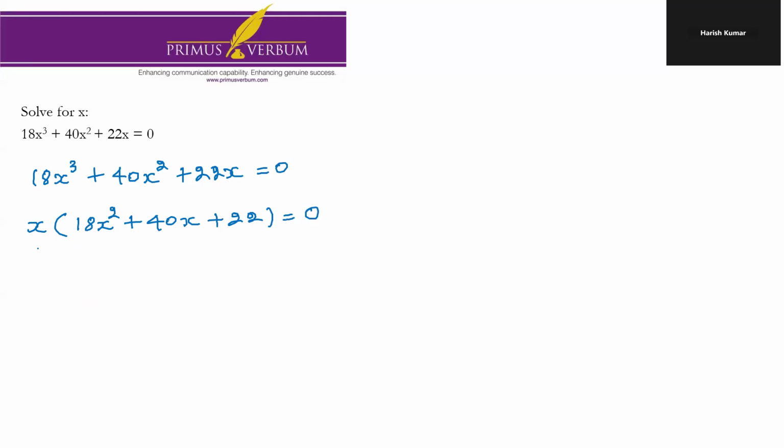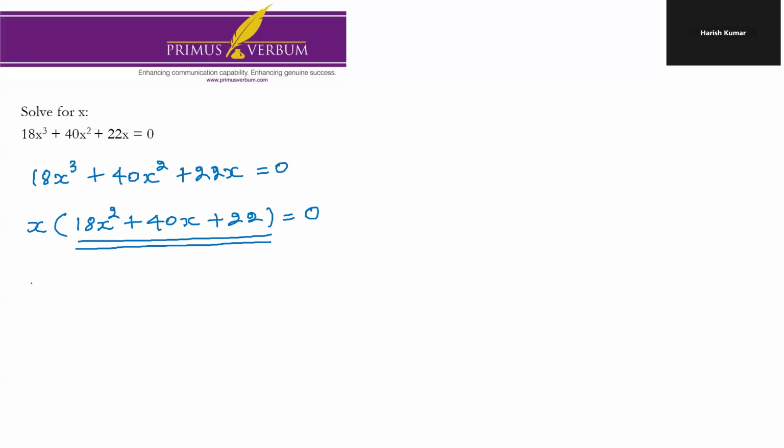So I have pulled out x, which is the highest common factor amongst the terms, and I get x into 18x squared plus 40x plus 22. Now, right off the bat, I can see a quadratic expression here. Since I already know how to solve a quadratic equation, I'm in a very good position. Before we proceed further, let us see if I can pull out any other common factor. I see that the coefficients in each of the terms are multiples of 2.